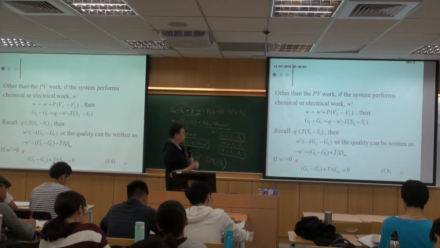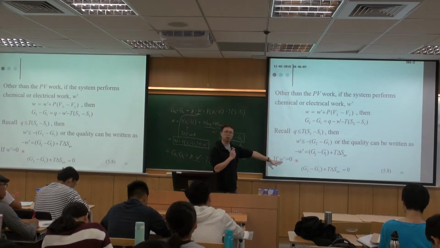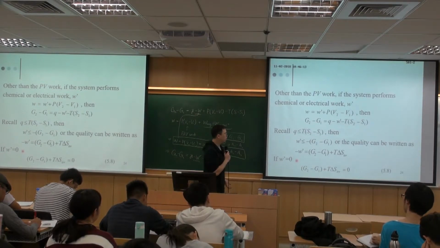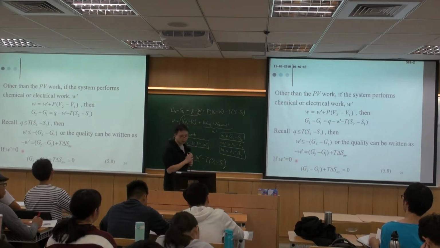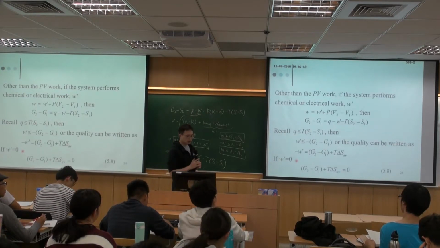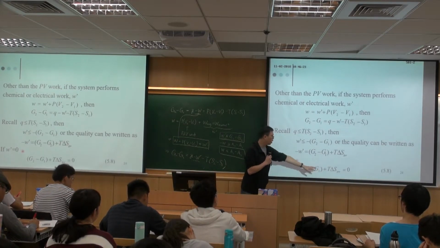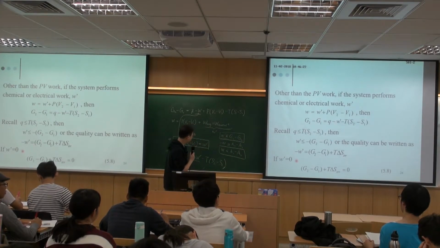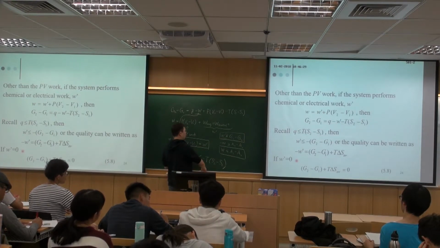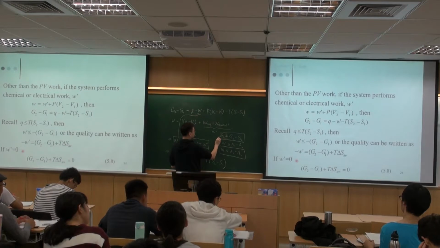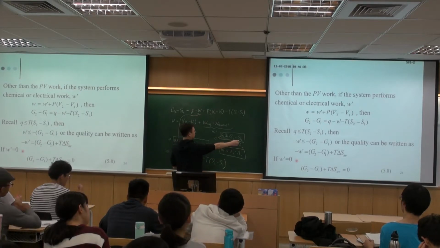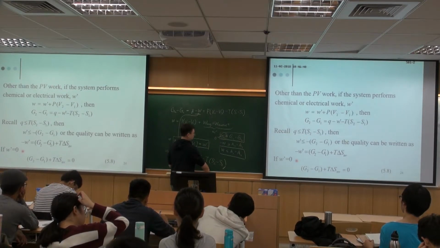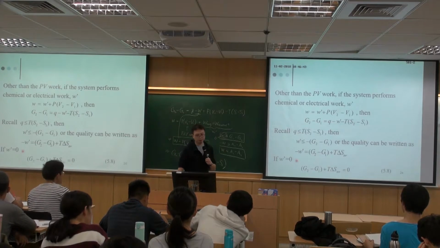Okay, so again, if this chemical work, the work other than PV work, is 0, then you can have this expression. So you know G2 minus G1 plus T delta S_irr should be 0. Or, if there's no extra work other than PV work, we know that this should be 0. If that's the case, we know that G1 minus G2 should always be greater than 0. Okay, so that's the spirit here.